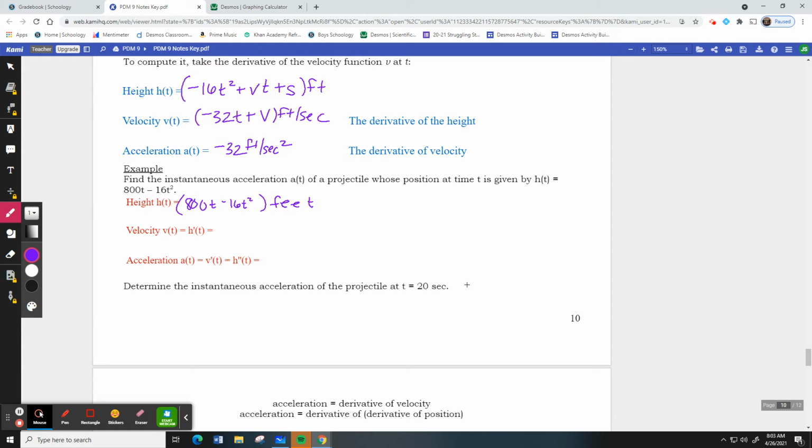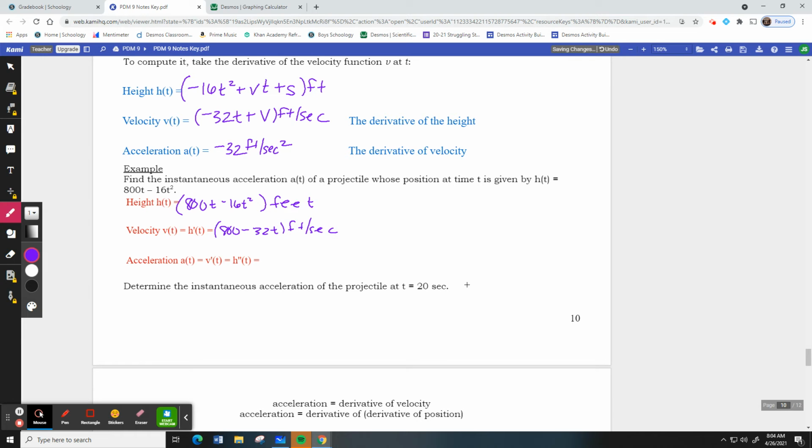That's given. The velocity is the derivative of the height. So if I take the derivative of that, that gives me my velocity. So this would be, if this is 1 times 800, that's 800. When I reduce the degree by 1, that's gone. Minus 2 times 16 is minus 32t. Okay, so that is the formula for the velocity, and this would be in feet per second.